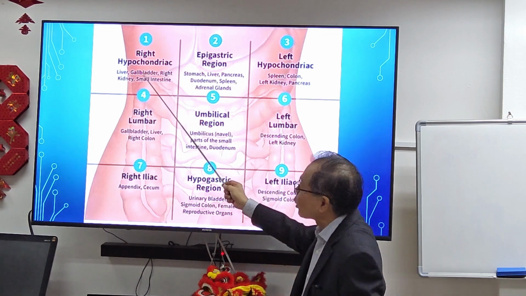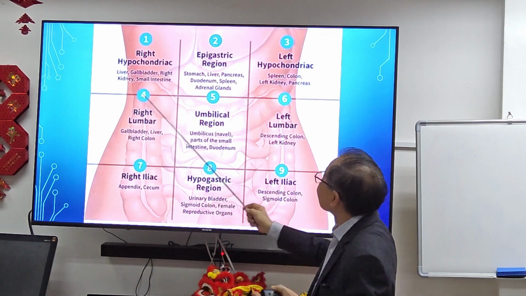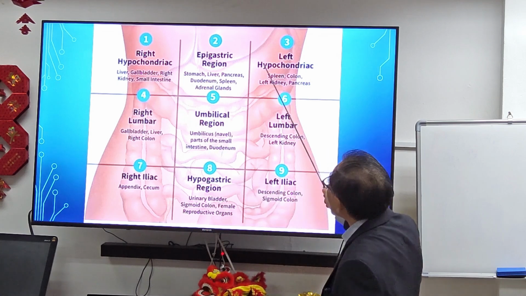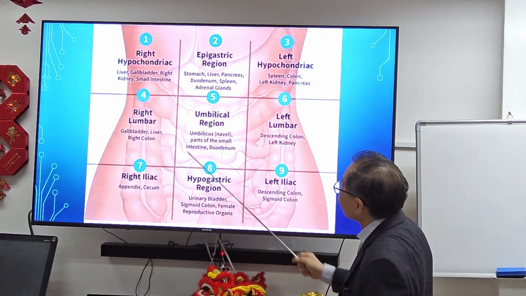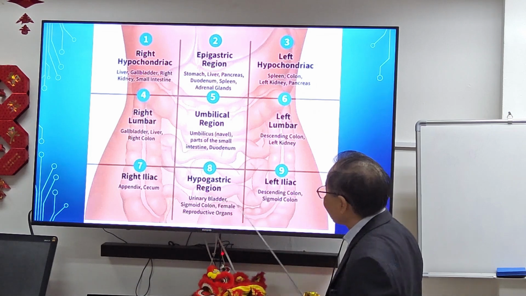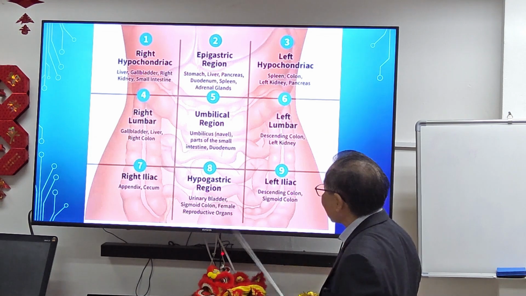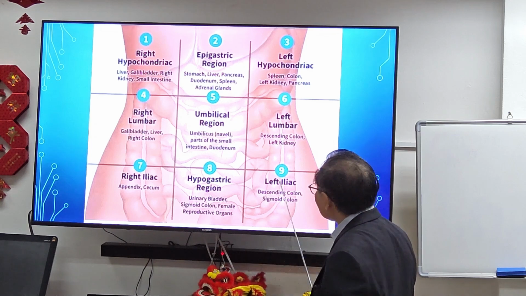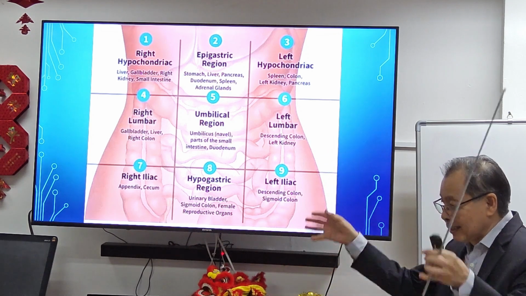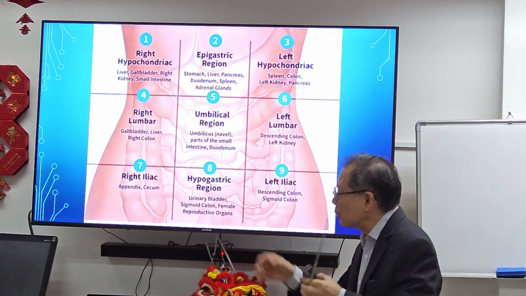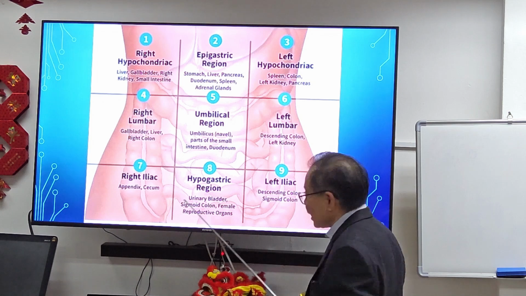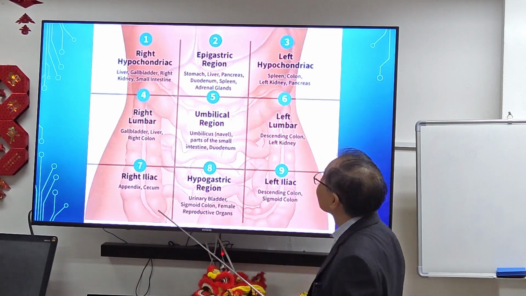The right hypochondria means underneath the liver, the liver, gallbladder. Left, you have the spleen, colon. Right lumbar, left lumbar. Hypogastric, that's where your bladder and the reproductive organs are. Right iliac, left iliac. Iliac stands for the hip bones. So right side, you have your appendix and so forth. Left side is where your colon is.